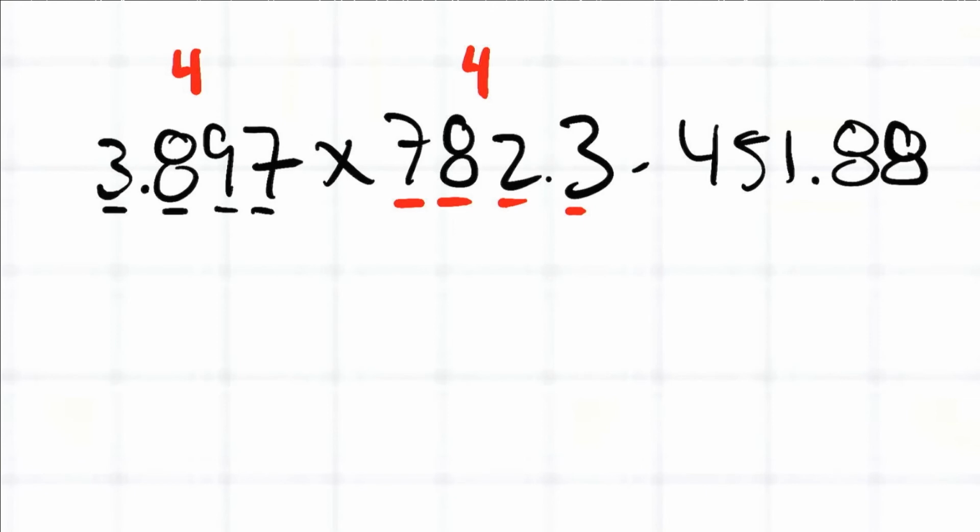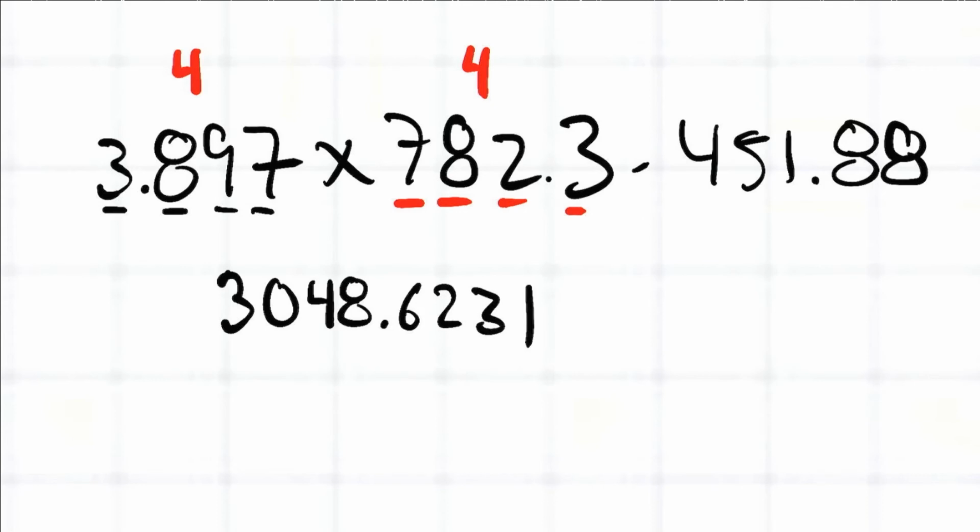Right, so we got 3048.6231. And because we're multiplying, we're going to use the smallest number of sig figs. Both of these were 4. So we're going to have 3048. We're keeping 4 sig figs. And again, we're going to do the 4 with the smiley face. So we're going to keep 4 of these sig figs, but we're going to use this whole number for the next step. And so we're going to end up subtracting now 451.88.